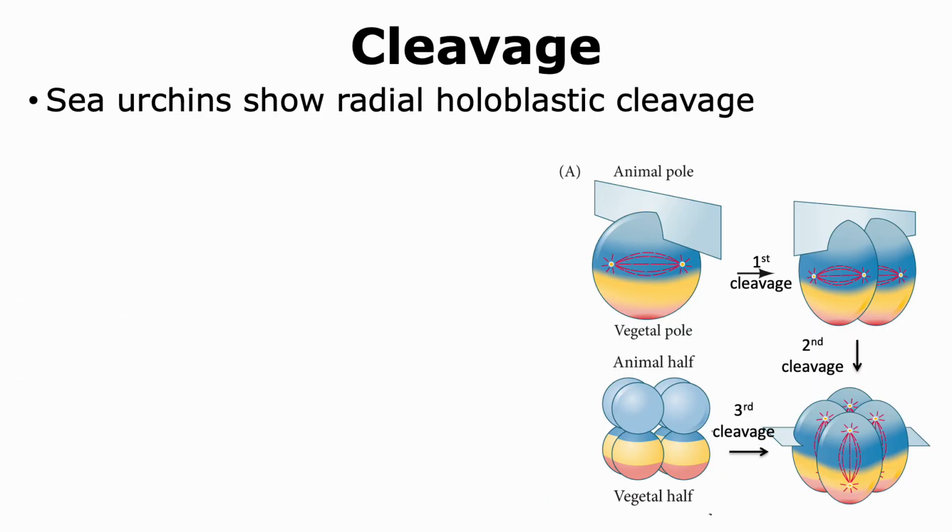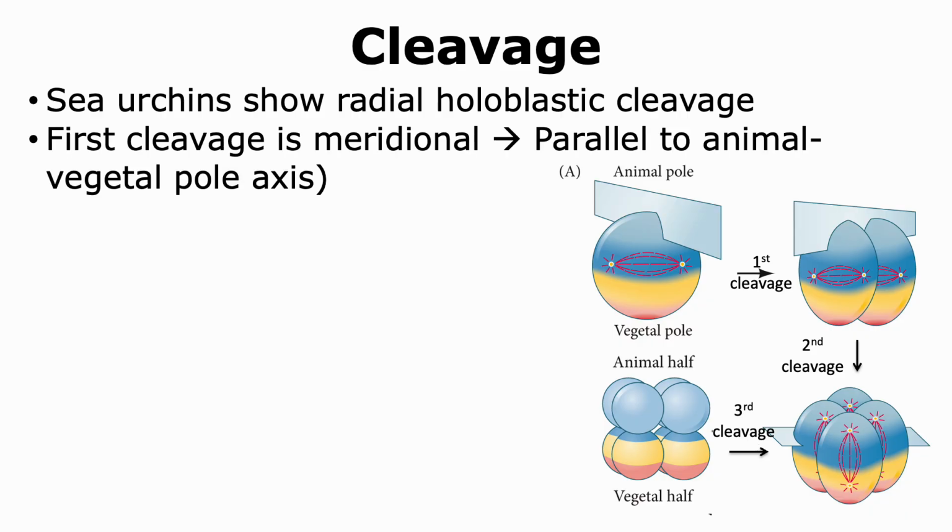Let us now look at how cleavage occurs in sea urchins. So sea urchins show radial holoblastic cleavage. The first cleavage is meridional, which means the plane of cleavage is parallel to the animal and vegetal pole axis.